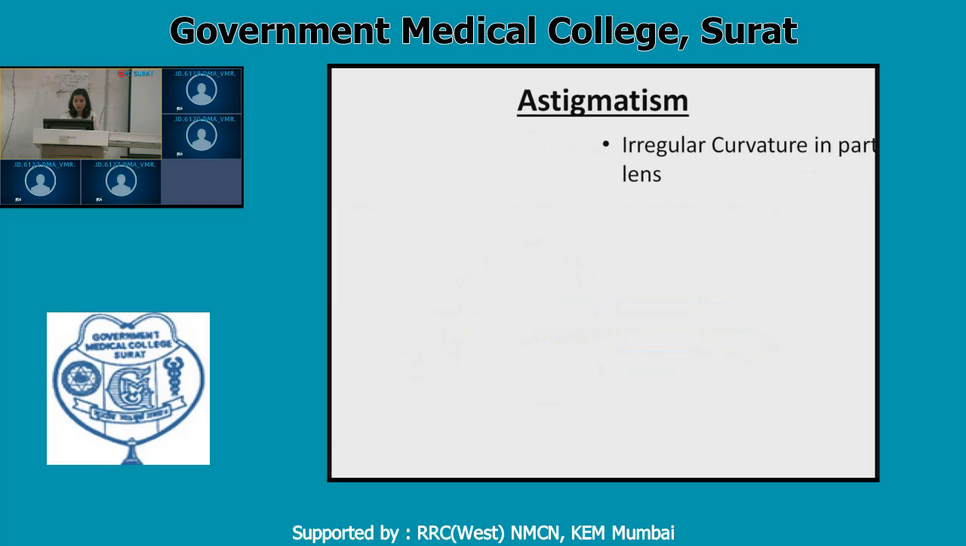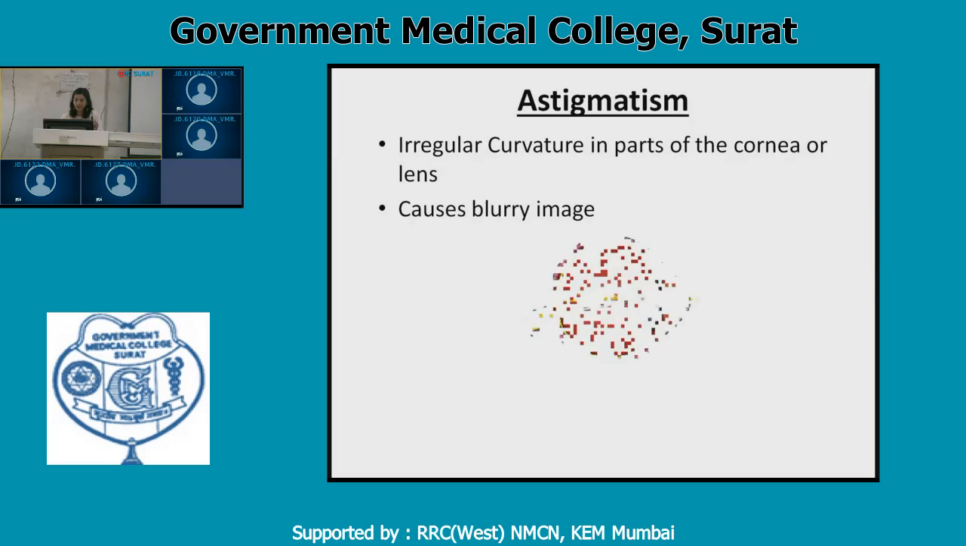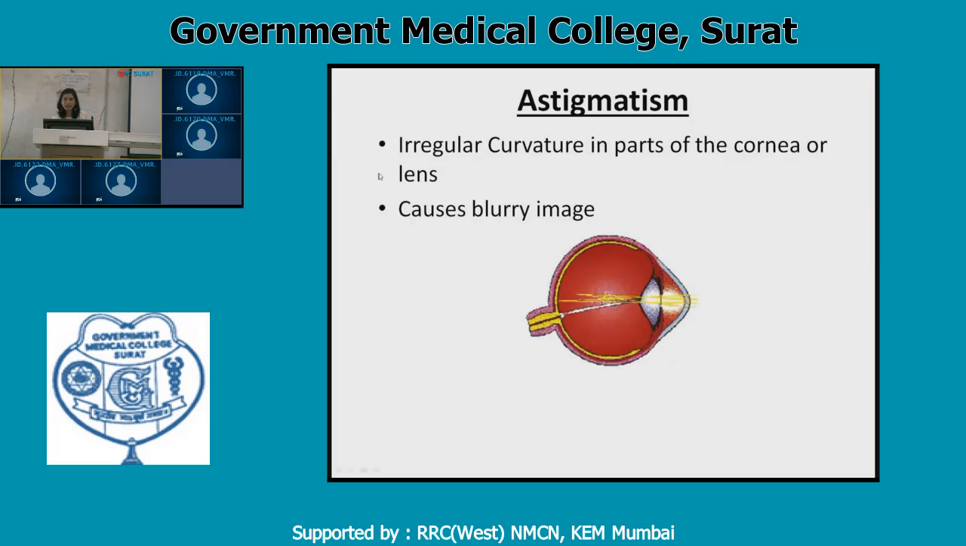So what happens is there is an irregular curvature in parts of the cornea or lens which causes blurring of image. As all the light is not focusing on the retina, light gets scattered within the eye. Some are focusing in front of the retina, some behind the retina, some on the retina. You can see there is scattering of light and this produces a blurring of image. How can we correct this?